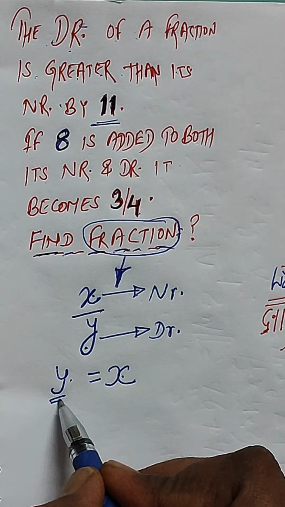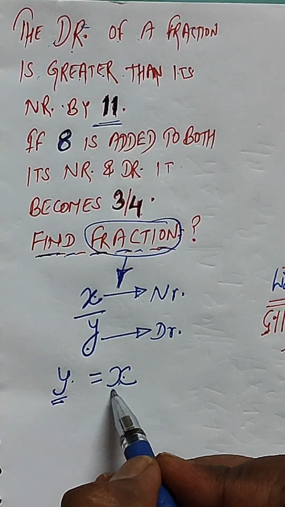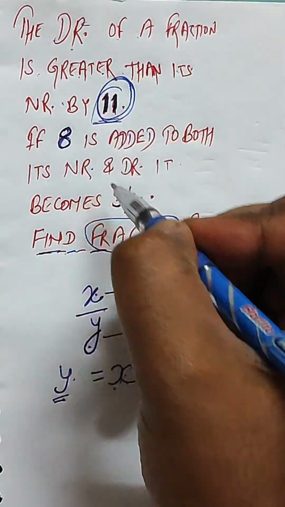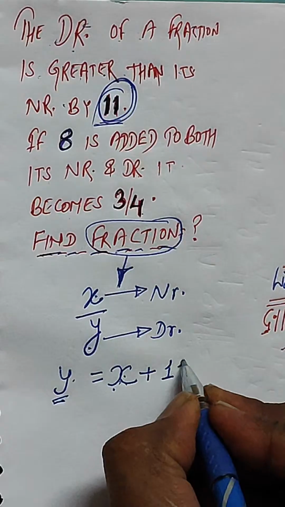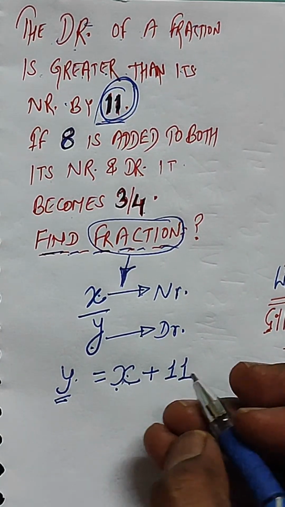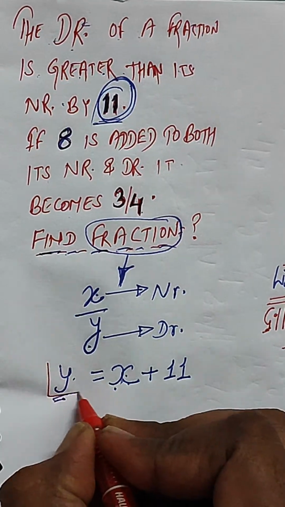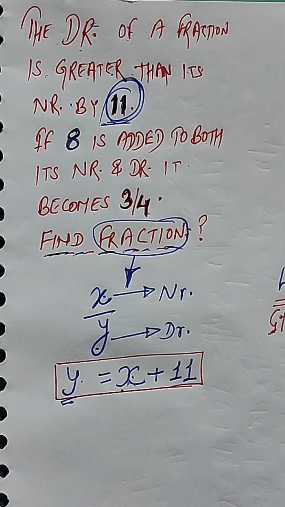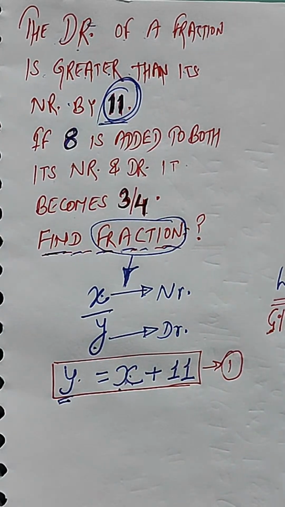Since y is greater, to equate it with x, how much needs to be added to x? This 11. So x plus 11 is equal to y, right? So as per the question, the first equation is concluded: y equal to x plus 11. Let's say this is equation number 1, right?